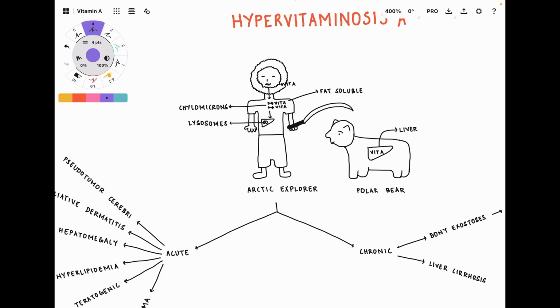Now, take the condition of an Arctic explorer. An Arctic explorer during his explorations may face scarcity of food and may be forced to kill a polar bear and have it for his meal. When an Arctic explorer consumes the liver of a polar bear, he will be facing a condition known as hypervitaminosis A because even in polar bear, liver is the storage organ for vitamin A.